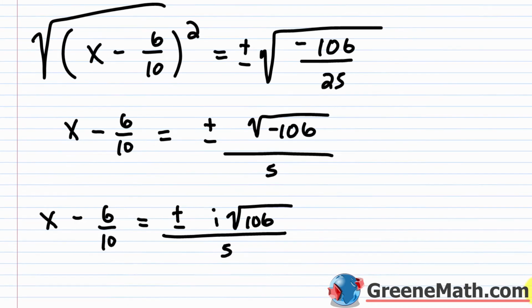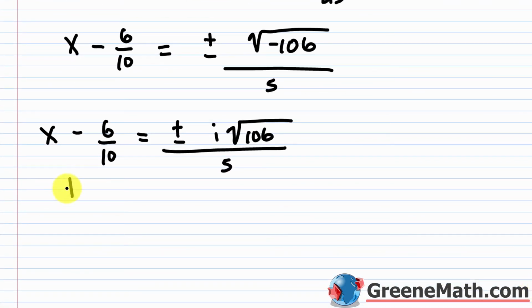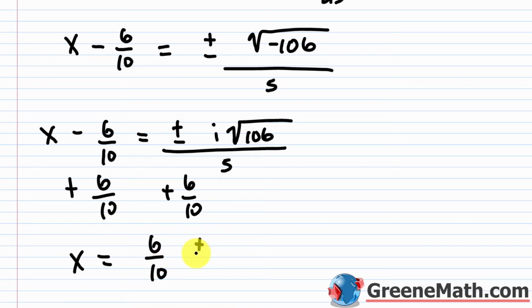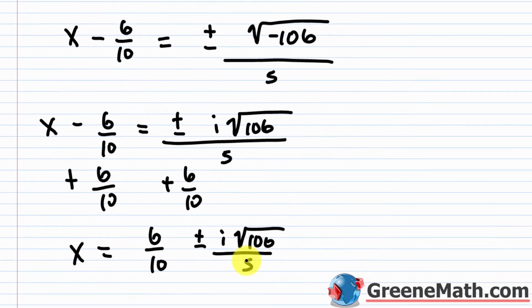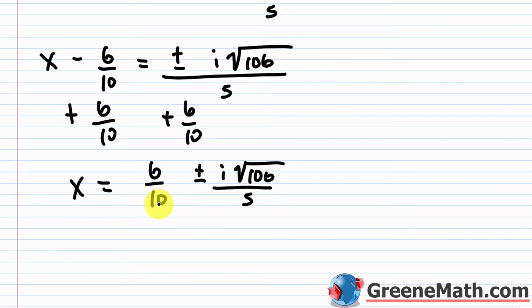All right, so to solve this, I'm going to add 6/10 to each side of the equation. I'm going to get that x is equal to 6/10, and then plus or minus i times the square root of 106 over 5. Now, I want you to realize that 6 over 10 can be reduced. 6 is 3 times 2, 10 is 5 times 2. So if I divide this by 2, I get 3. If I divide this by 2, I get 5.